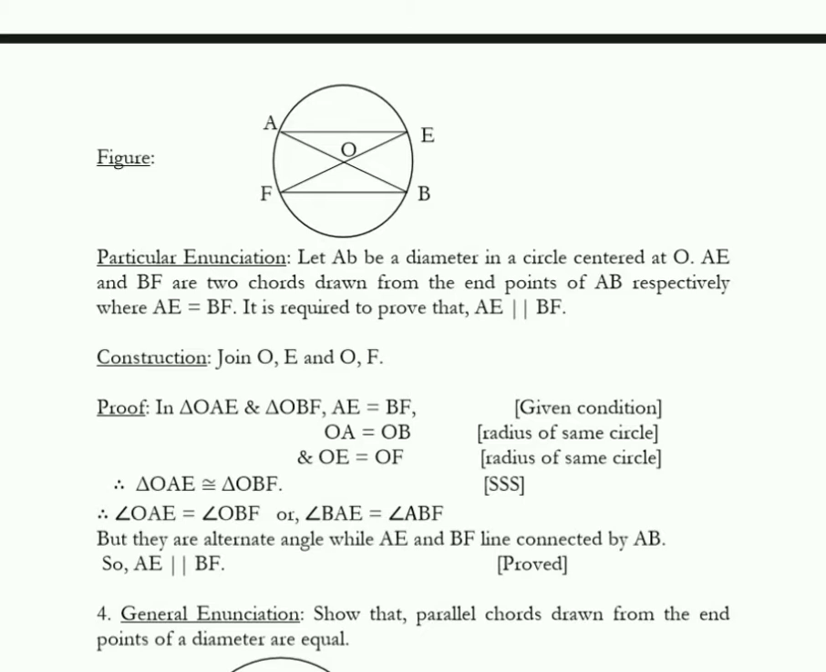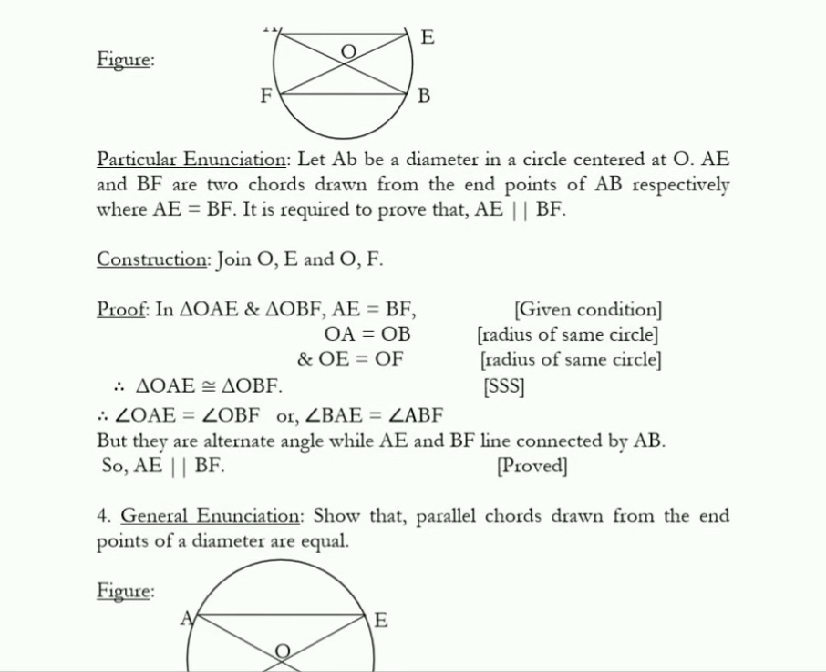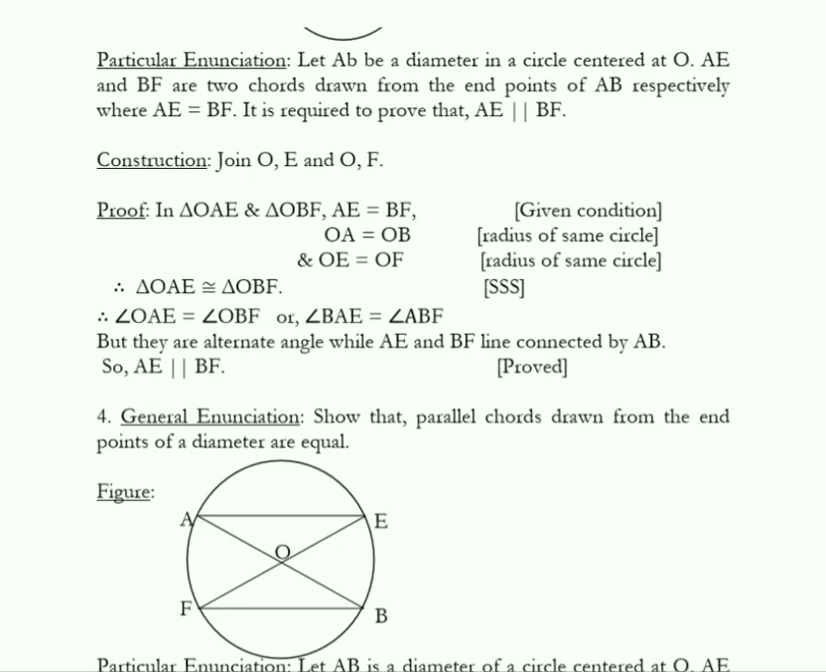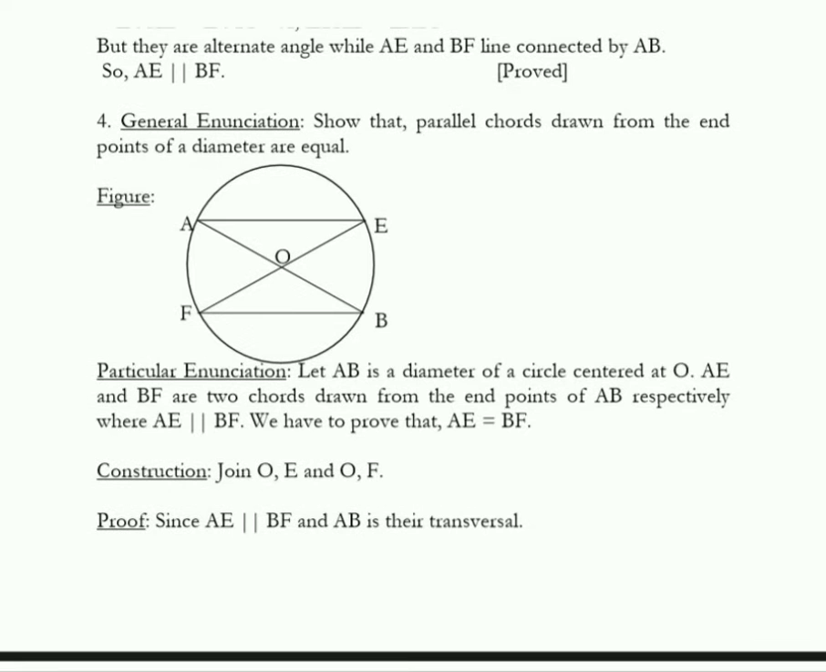Since they are equal and they are created as alternate angles, AE and BF should be parallel lines. So that's it, the proof is done. Now in number 4, show that parallel chords drawn from the endpoints of a diameter are equal. It is actually the converse proof of number 3.